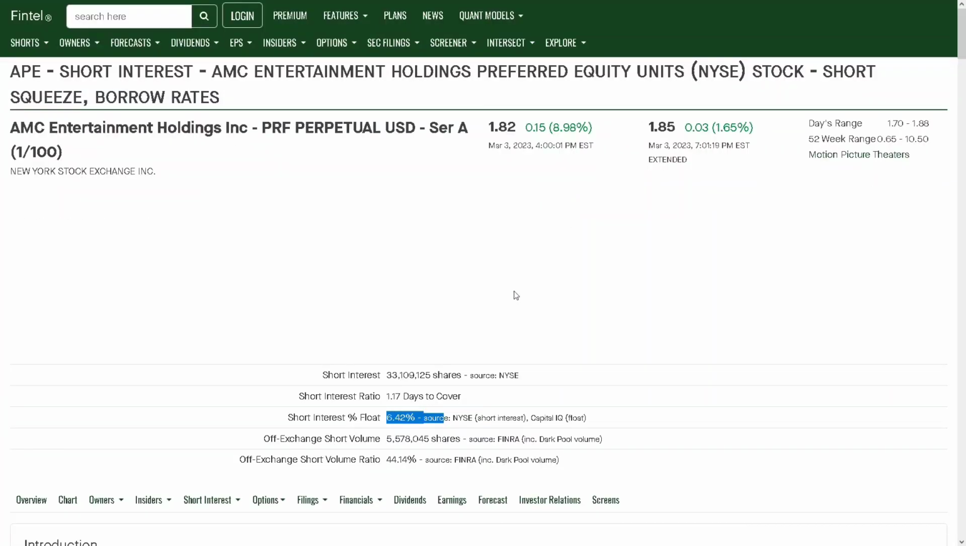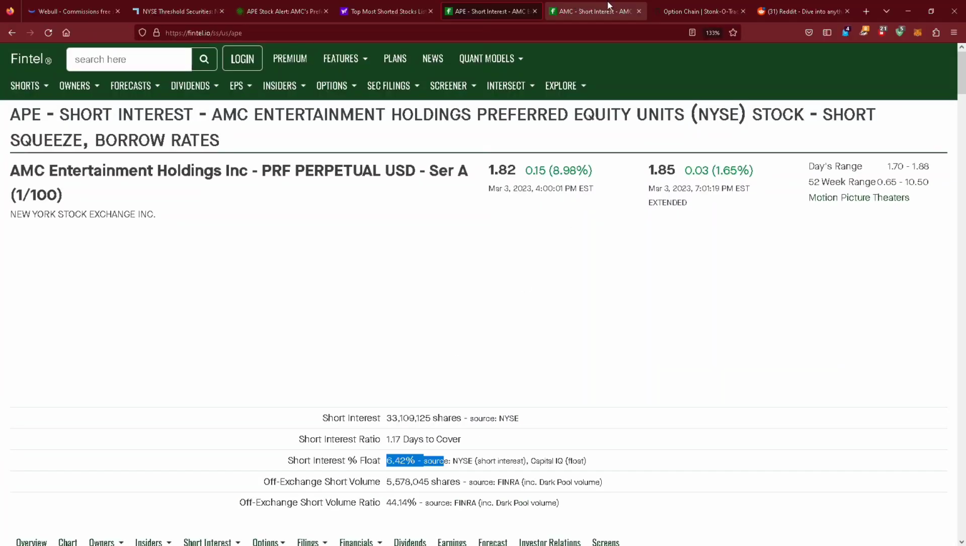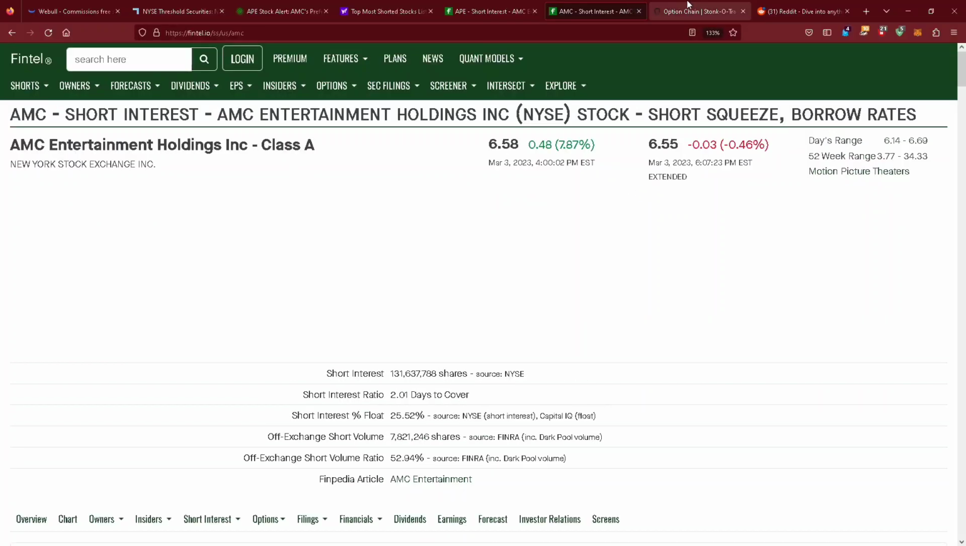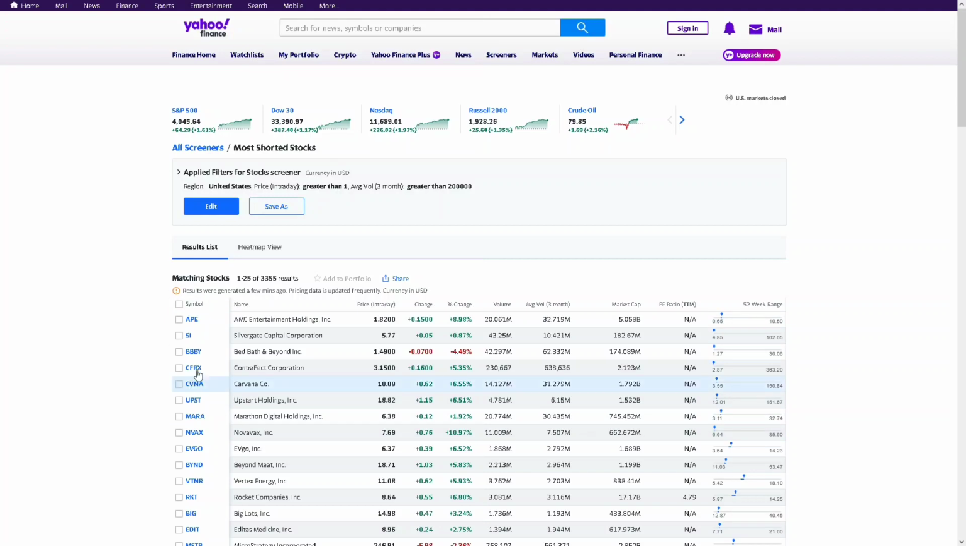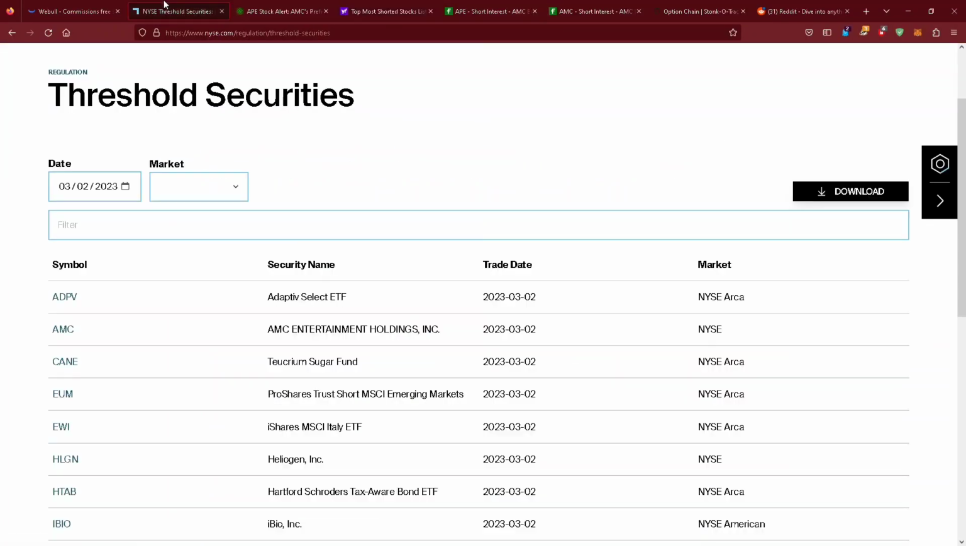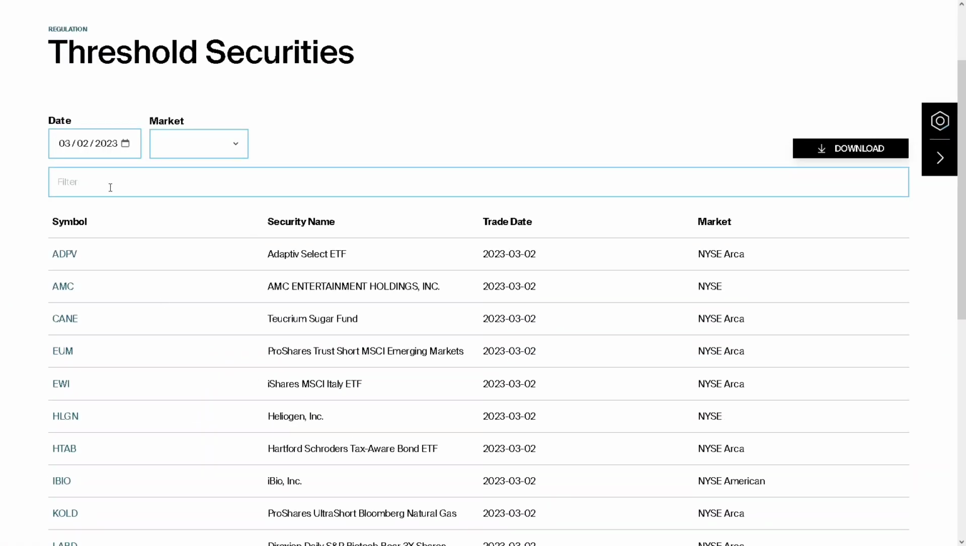So guys, that is the video. AMC short interest at all-time highs. Gamma can go crazy at any time. Ape, number one most shorted stock. Things are looking bullish. FTDs are due.